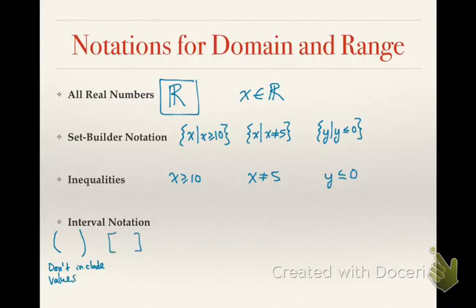And the brackets means you include the values. So if I see something like this, this is equivalent to greater than or equal to 10, because the bracket at the 10 means you can include it, and then the infinity means that's as far as you're going. Okay, you go on forever past 10. Now note that whenever you have infinity, you'll always have a parenthesis, because infinity is not a numerical value, it is a concept. Okay, so you'll never have a bracket at infinity.